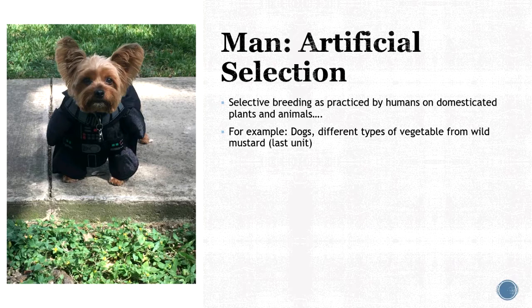I've talked about how man can drive this, through artificial selection. I talked about all the different vegetables that we get from wild mustard, which is all through selective breeding. We're not introducing new genes, we're not making transgenic organisms, we are just selecting what we want.